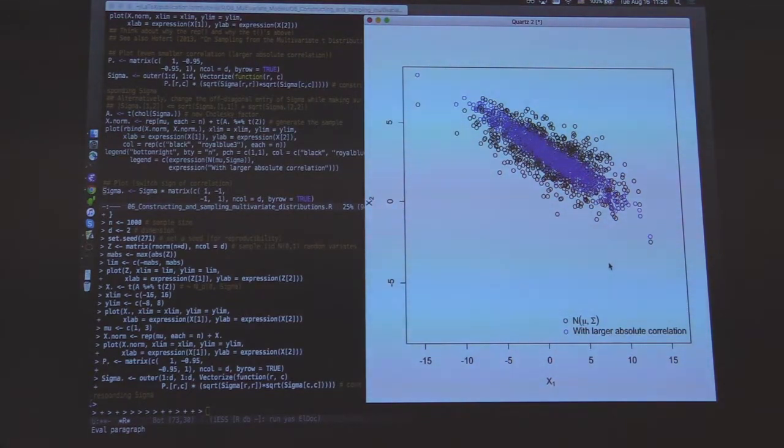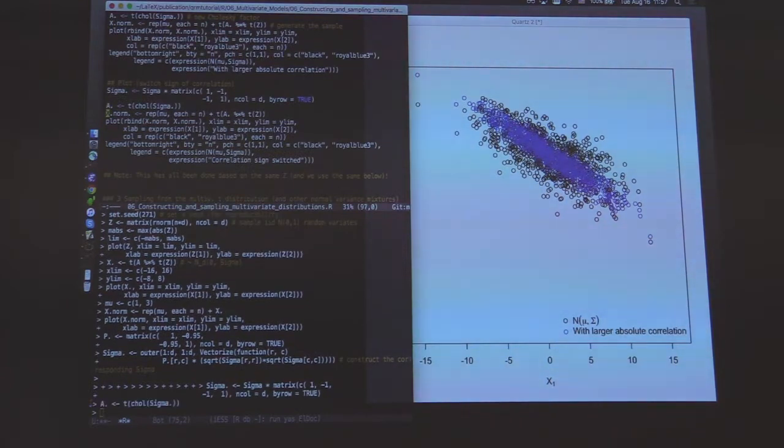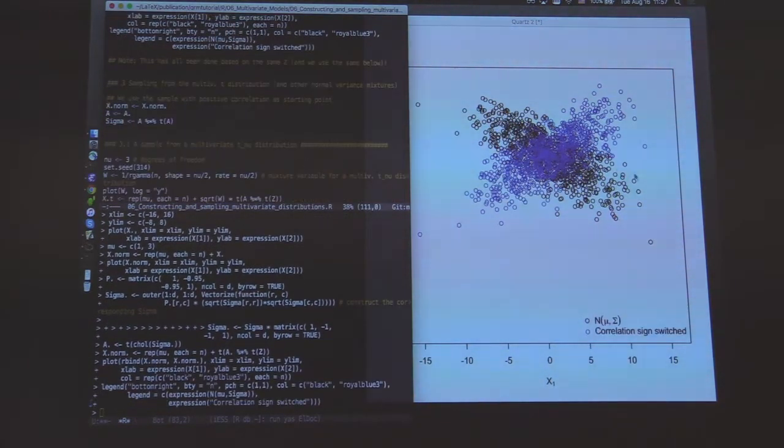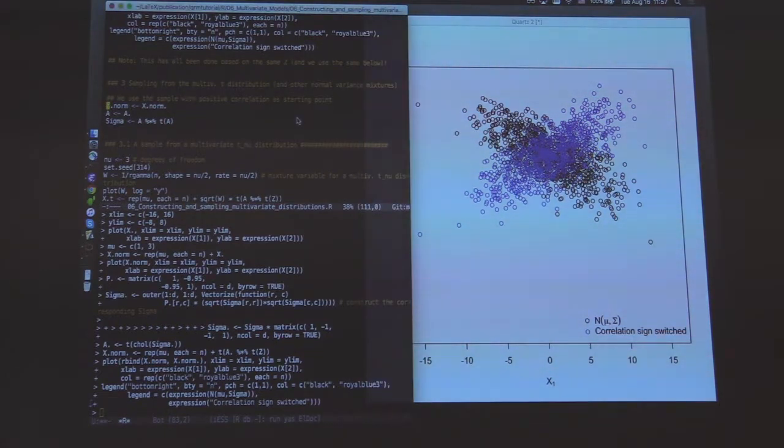So you see, of course, the larger my correlation in absolute value, actually, that's the right way of saying it, the more my samples lie on a line, right? This is what Paul mentioned. Correlation being plus or minus 1, almost surely they lie on a line. So this is what we had too. So this seems to work as well. I can switch the sign of the correlation matrix. Yeah, so I simply get the slope in the other direction.